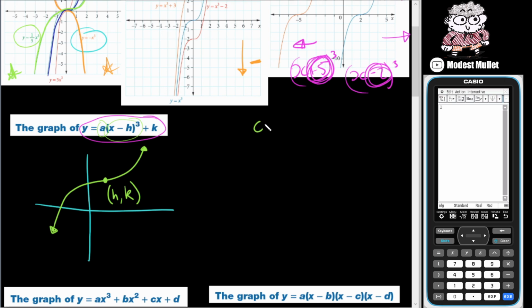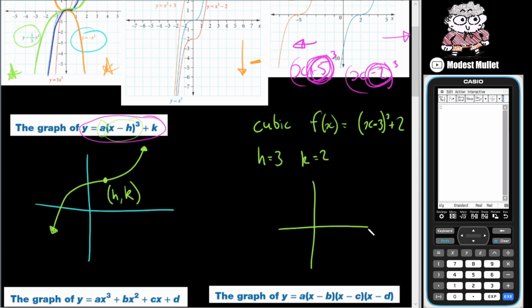So for example, if we have a quick question where we need to graph a cubic that might be f(x) equals (x minus 3) all cubed plus 2, we can recognize that in this case h is 3 and k is 2. Therefore, let's say that's a 3, that's a 2. Our point of inflection will occur at that point.